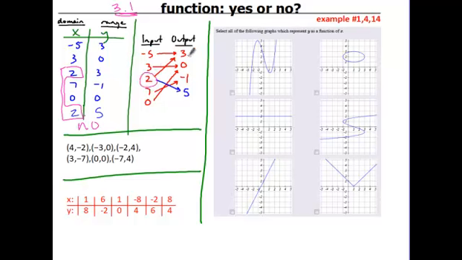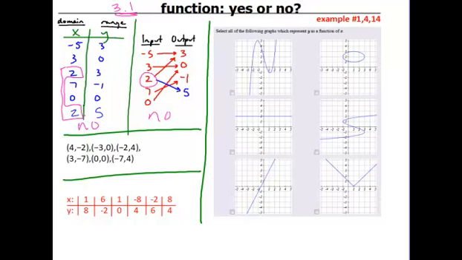Again, this is just another way of representing this set of information, right? These are the same sets of inputs and outputs, just represented a little bit differently. Okay, so here we see that this input of 2 can either lead to 3 or a -5. Therefore, this is not an example of a function.